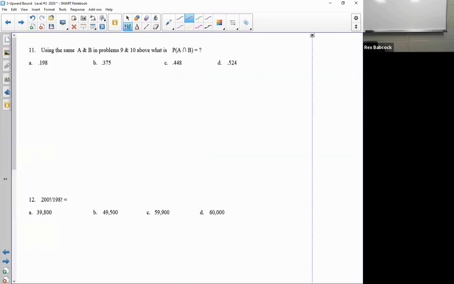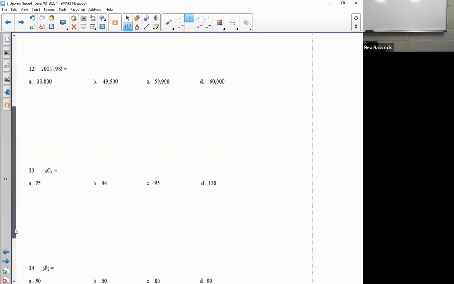And the last page, it takes you back to number 9 and 10. It says A and B are the same, but it uses the intersection. The intersection. The answer to that is B. And I would draw it out. I would have like a dot for A and a dot for B and see where there was both a blue and a red dot.